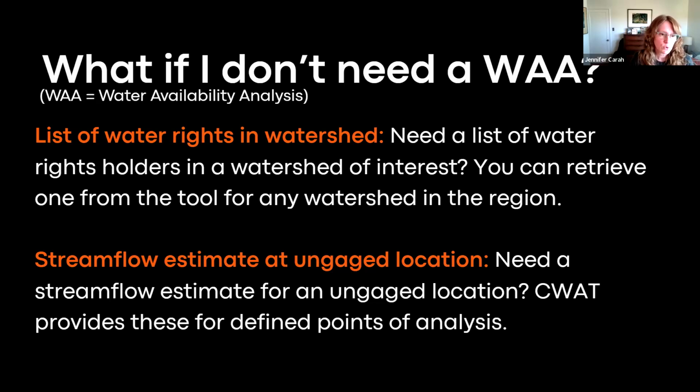The tool also develops stream flow estimates at ungauged locations. So that's an important part of the water availability analysis, but we see that that alone might be useful for folks who are interested in better understanding stream flow at ungauged locations. So just to flag that, even if you don't need a full water availability analysis, there are parts of this that I think have utility to a lot of other folks.